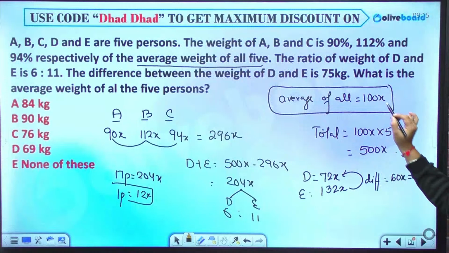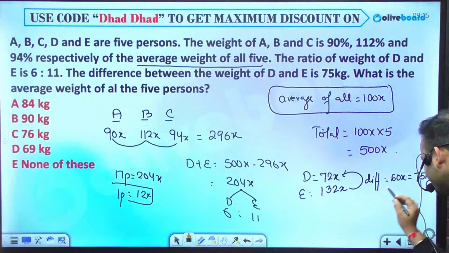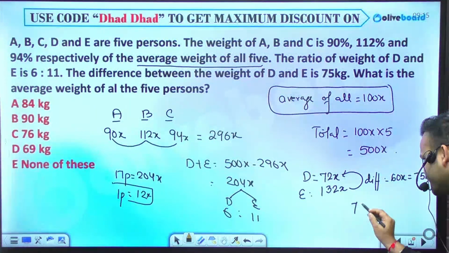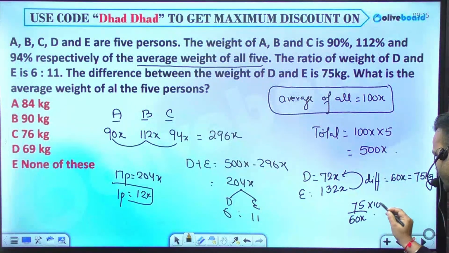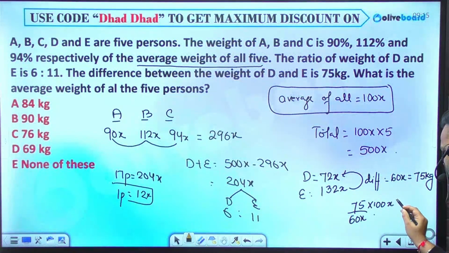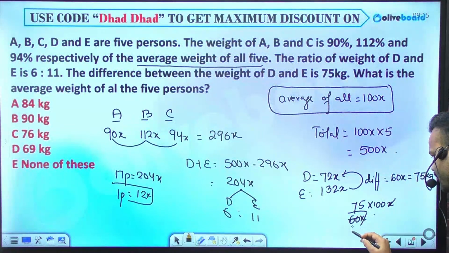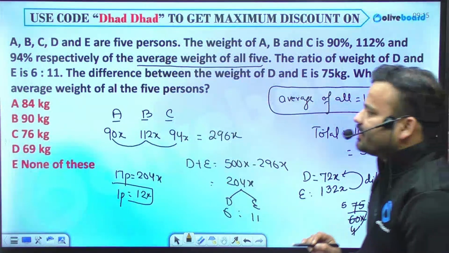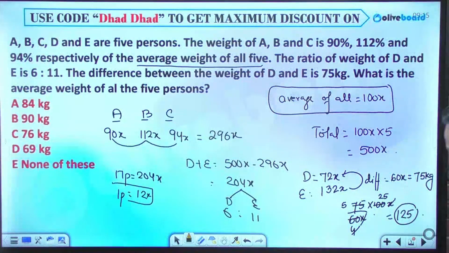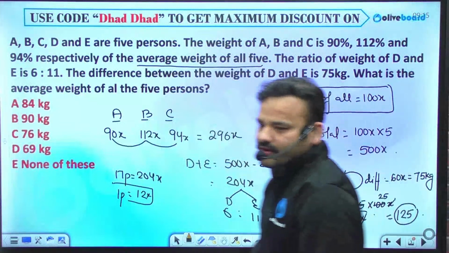So I need to find the value of 100x. The value of 60x is known, so what will be the value of 100x? It will be 75 by 60x times 100x. This is eliminated: 15 times 4, this is 15 times 5, and this is 4 times 25, so 5 into 25, that is 125. So the average of all comes out to 125.